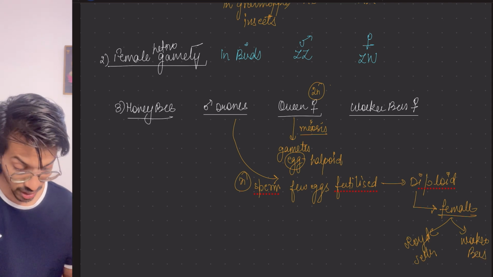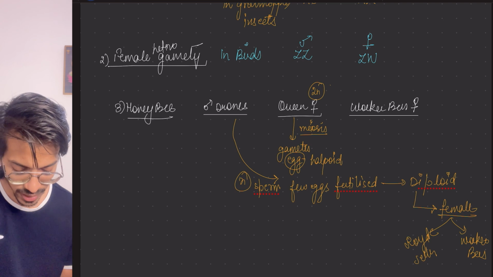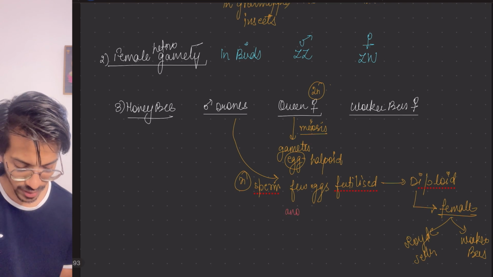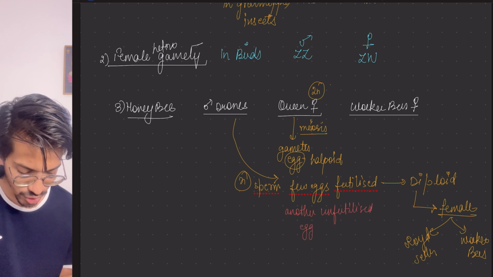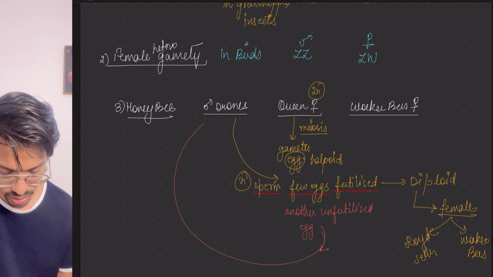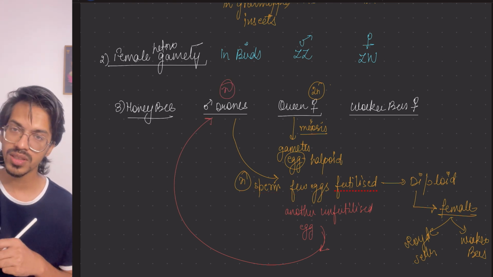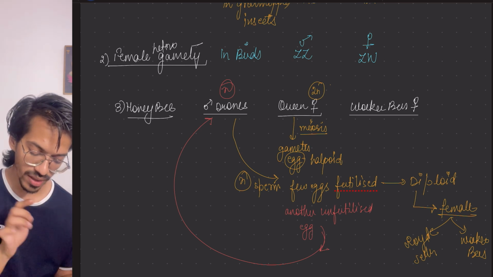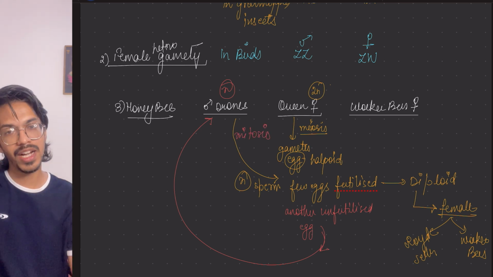Moving on to the other part we have to understand: what happens with the unfertilized eggs. These unfertilized eggs change into drones. So these drones are haploid structures. And if a haploid organism has to make a gamete, a sperm, it will make it by mitosis. That you have to remember.